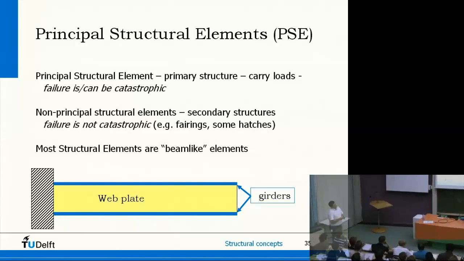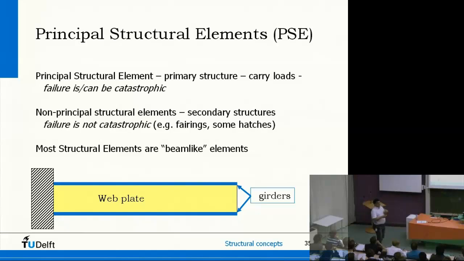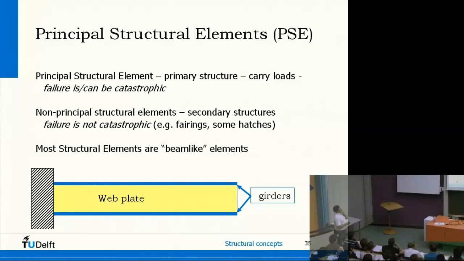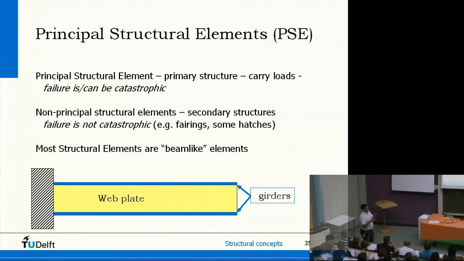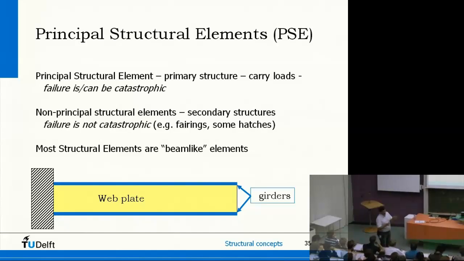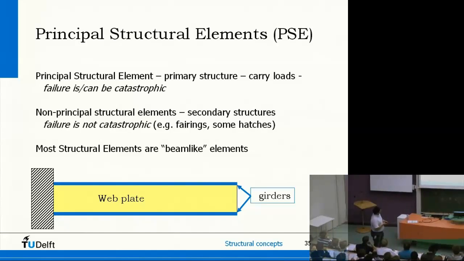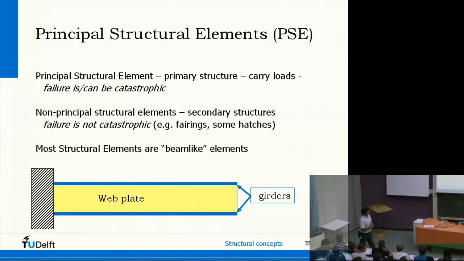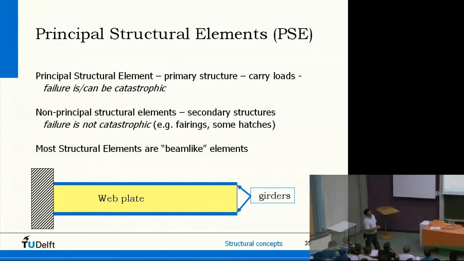Okay. A structure is made of many components, structural elements as we call them. We have primary structures. If one component fails, then you could have serious problems, could be catastrophic. Secondary structures like fairings, in many cases if there is some damage, okay, you have to repair it of course, but it's not catastrophic. These are usually just protection or some fairings for good airflow and so on.